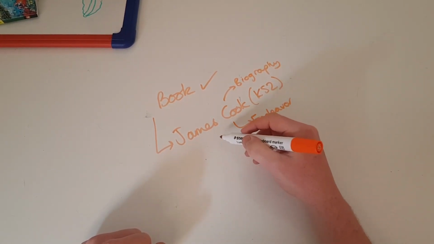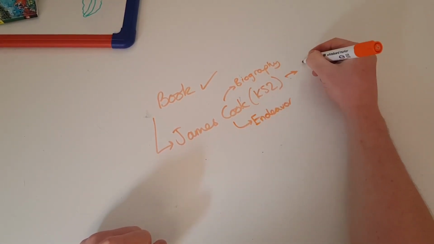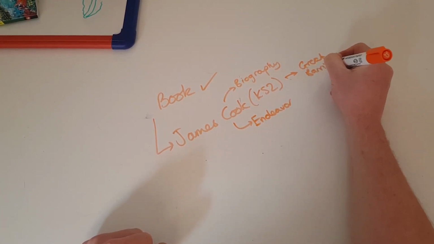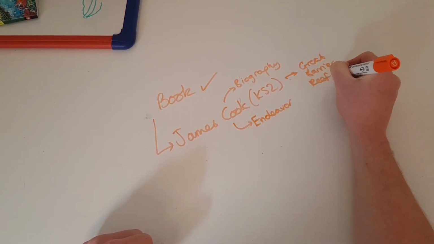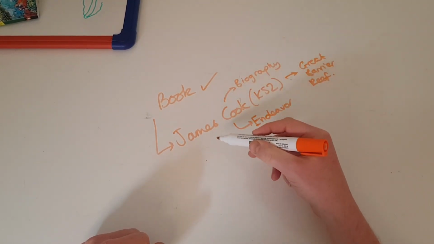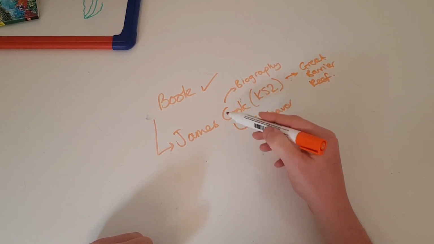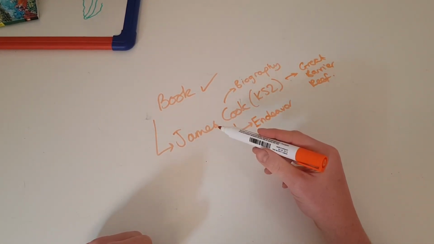You might want to put Great Barrier Reef in there as well. In fact, that makes quite a lot of sense, doesn't it? So search engine, search for those things to do with James Cook. That might start off your paragraph quite nicely, your section. That could be your first paragraph in this section.